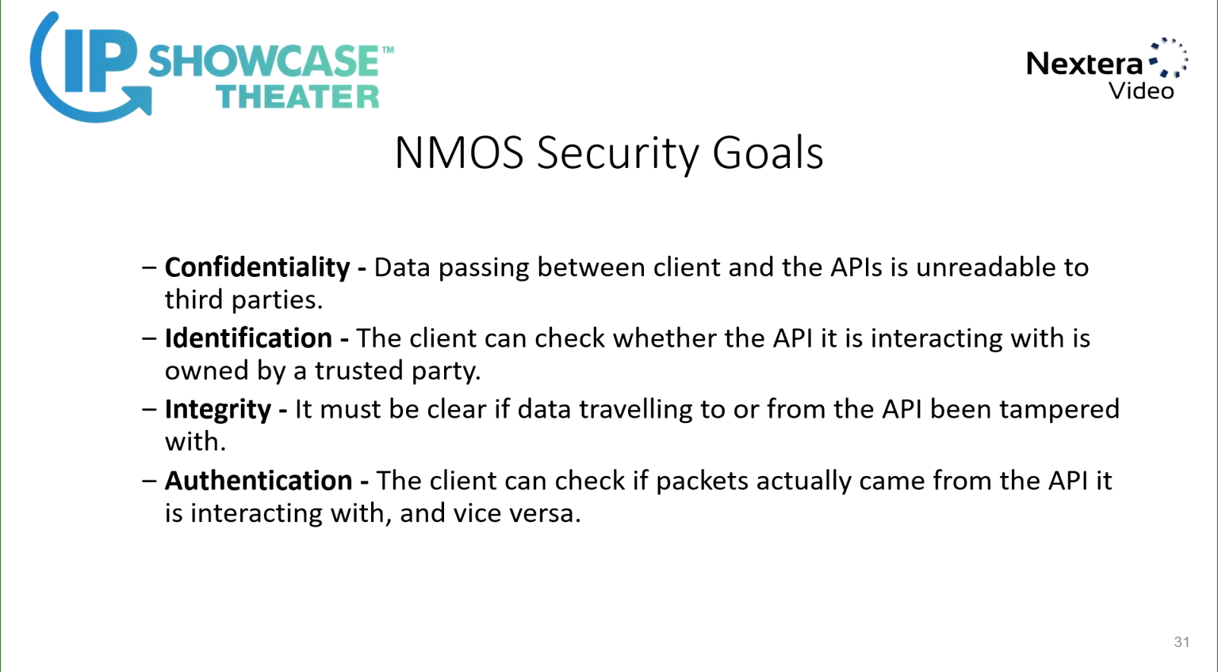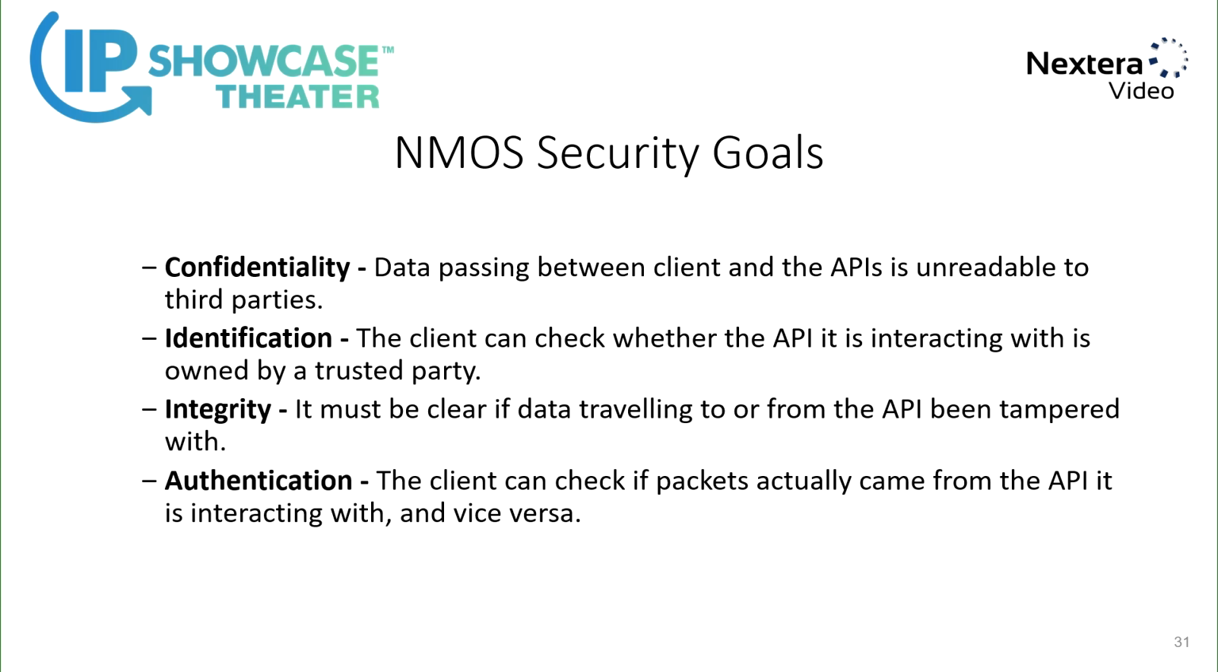So what are the goals in NMOS for security? Well, it's important to have confidentiality. We want to make sure that we know that the data moving back and forth is unreadable by a third party, so someone can't get in the middle and take over control. Identification. We want to make sure that the API that we're interacting with is trusted. This is part of the digital signature piece that we talked about earlier.